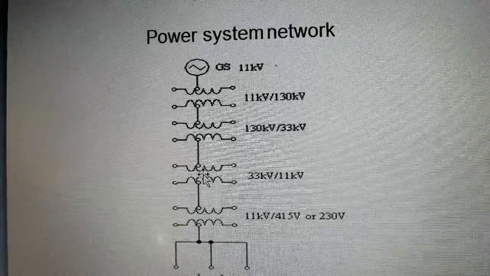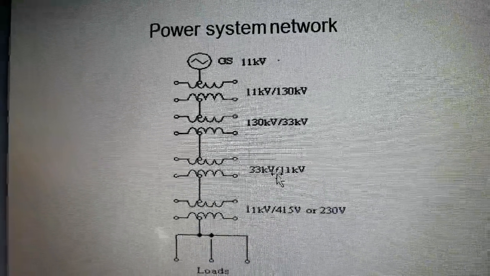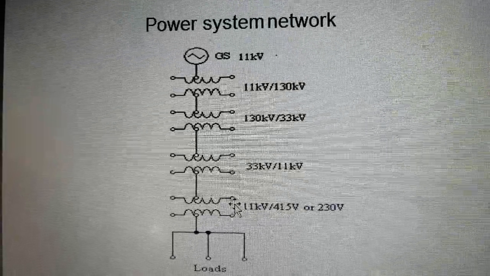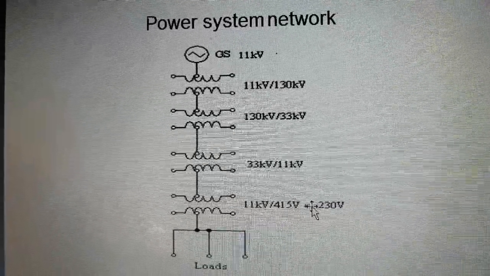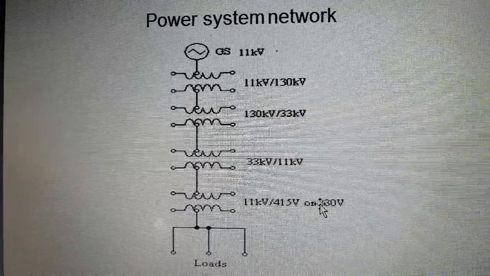The secondary transmitted voltage level is again stepped down to 11 kV. 11 kV is supplied for industrial consumers and 415 volt or 230 volt is supplied for domestic uses.